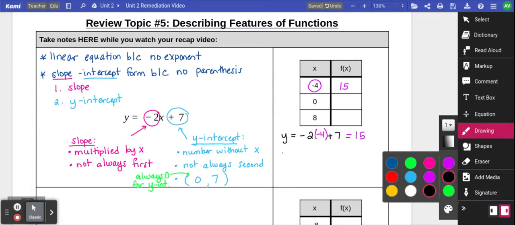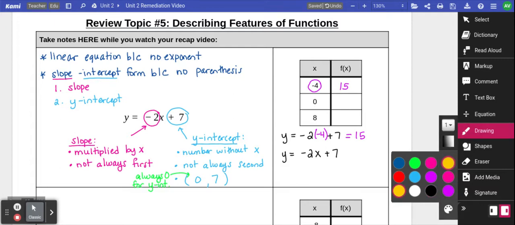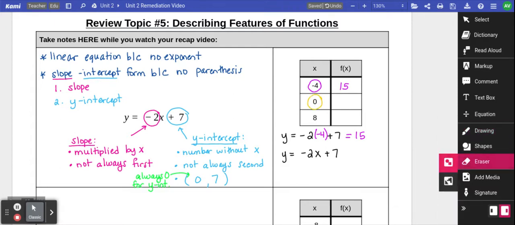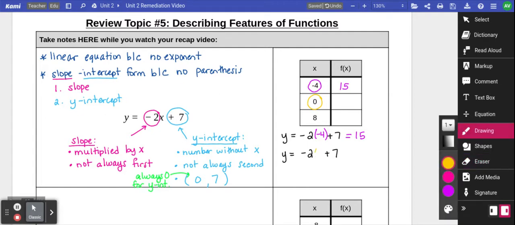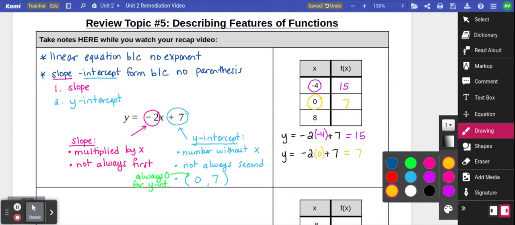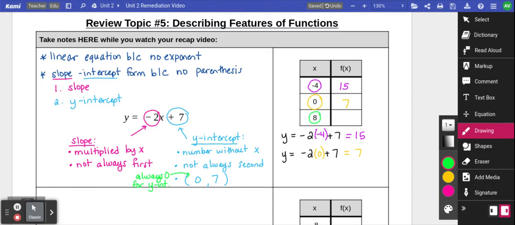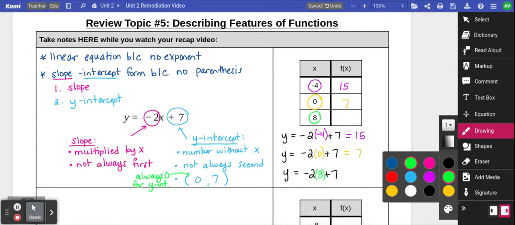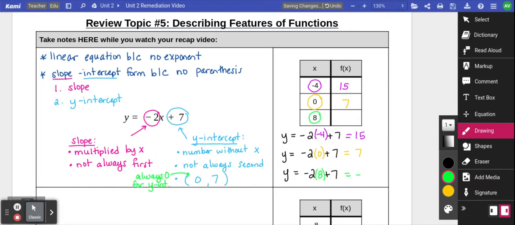To get the next number for this table, again, I'm going to start with the original equation, -2x plus 7. But this time, I'm going to plug in the number 0. So I'm going to erase the x, and I'm going to plug in the number 0. When you plug in the number 0, you just get 7. The last number we're going to plug in here is the number 8. So I'm going to take this exact same equation and copy it down. y equals negative 2x plus 7. I'm going to erase the x and replace it with the number 8. When I do that, I get negative 9 as my answer.